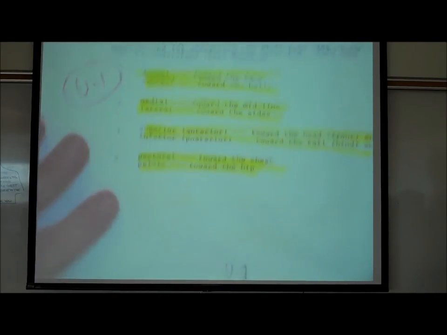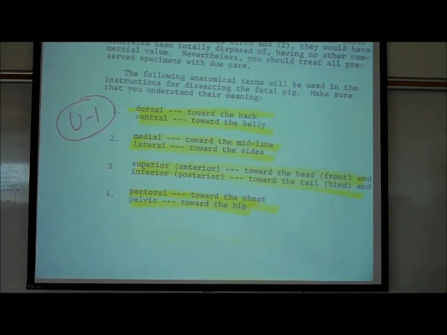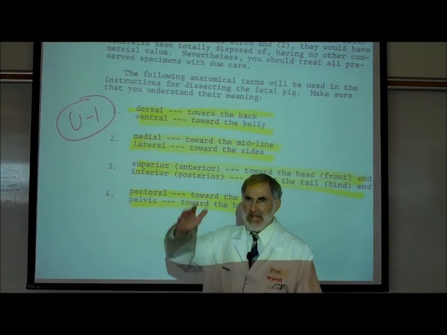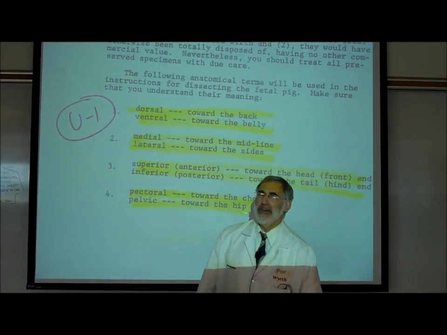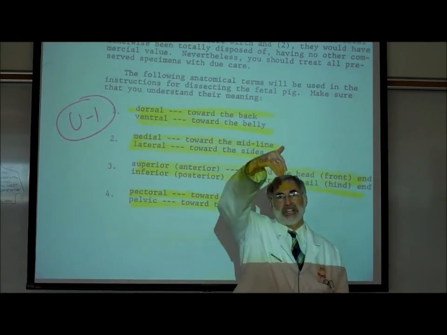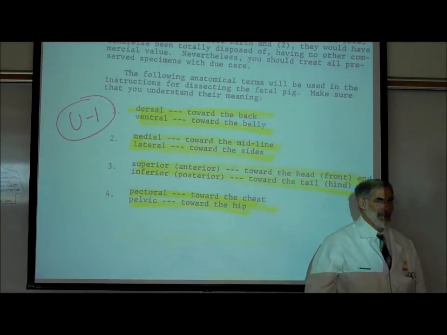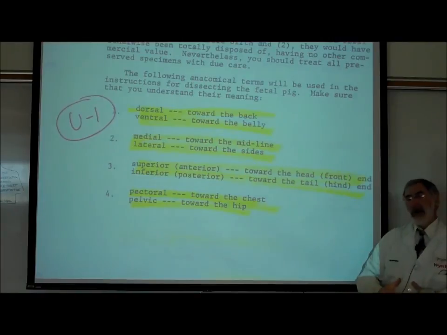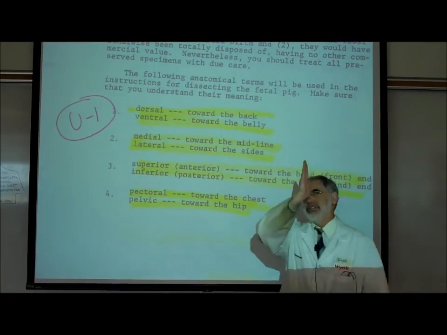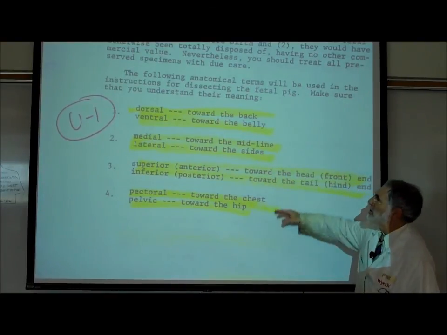Now, there's some terms that we want to introduce you to. What is dorsal and ventral? Dorsal means the backside. You may have heard that term dorsal because if you see a shark coming right at you, it's got a dorsal fin that's cutting through the water right on its backside. Ventral means the bottom or belly side. Medial and lateral. Medial means towards the midline or middle of the body. Lateral means towards the sides.